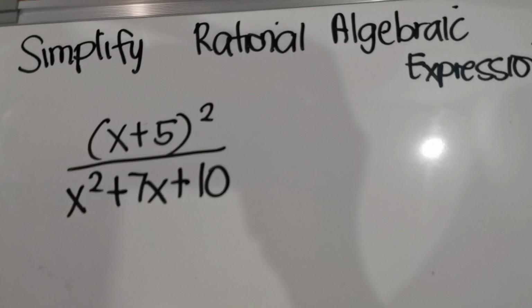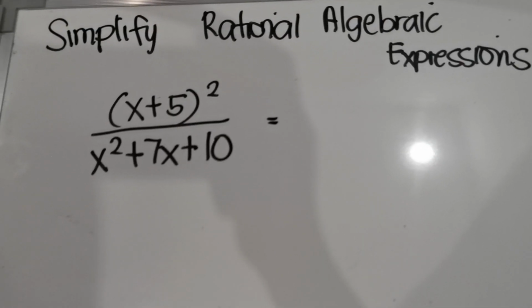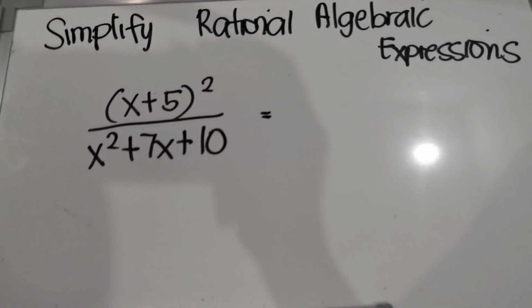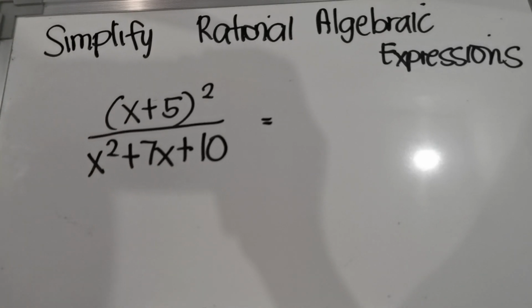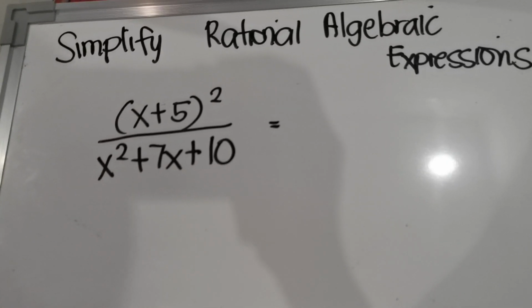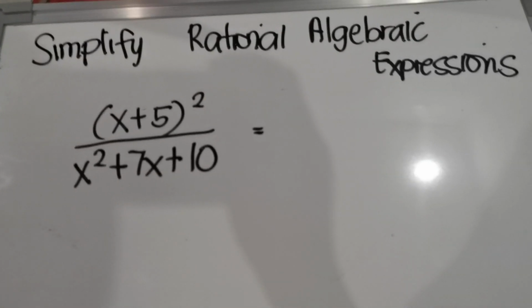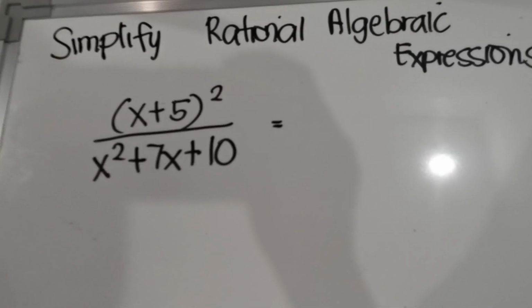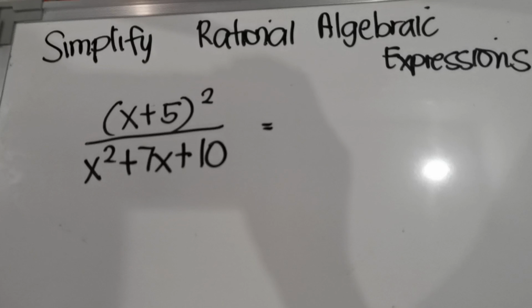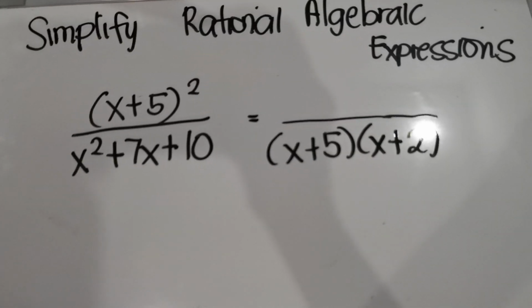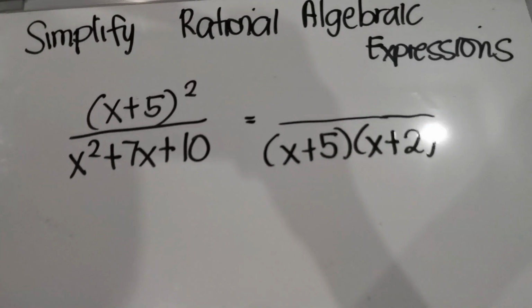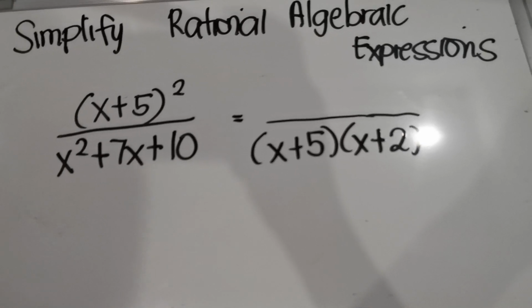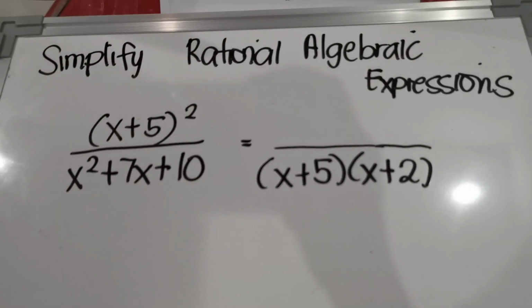Yes, it is factorable. What is then the factor ng ating denominator to make it simplify? Para mas simplify siya and then hindi na tayo mahirapan when it comes to simplifying the rational algebraic expression na given natin. So the factored form ng ating denominator is the quantity of x plus 5 times the quantity of x plus 2.